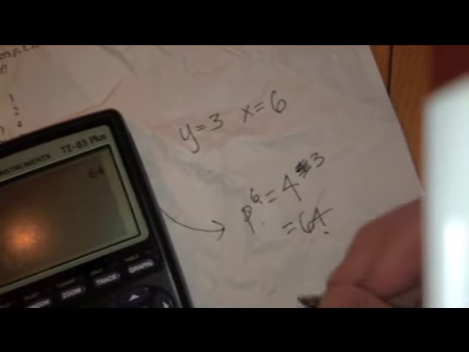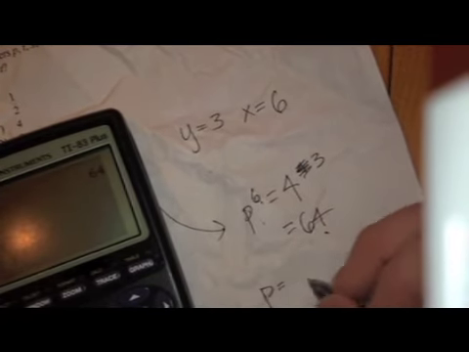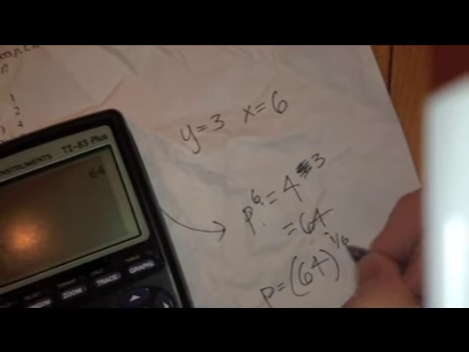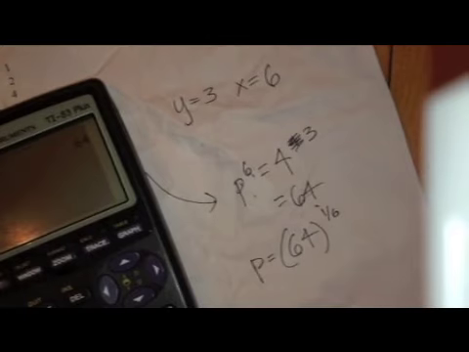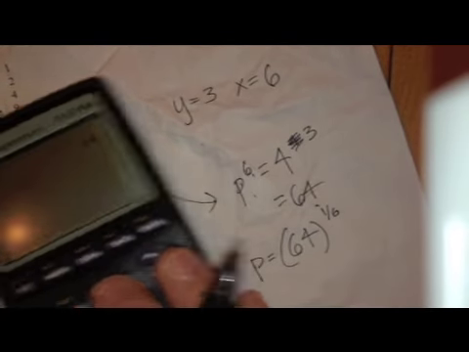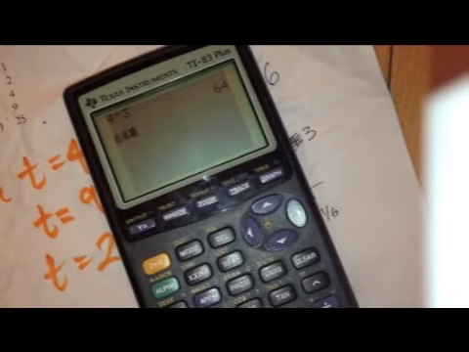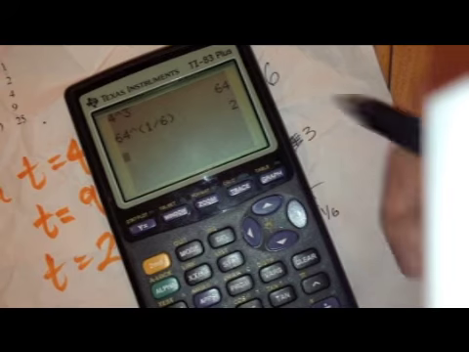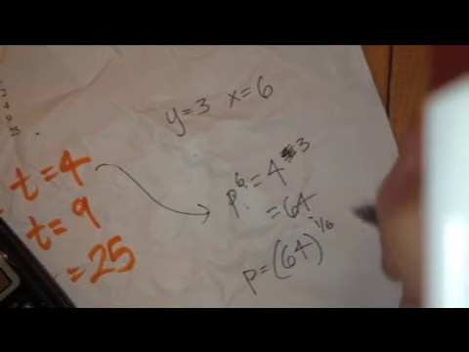My calculator can help me out. I would say p equals 64 to the 1/6 power, the 6th root of 64. So I'm going to try that on my calculator. 64 to the 1 divided by 6, and I get an integer value of 2. So when t equals 4, p equals 2.